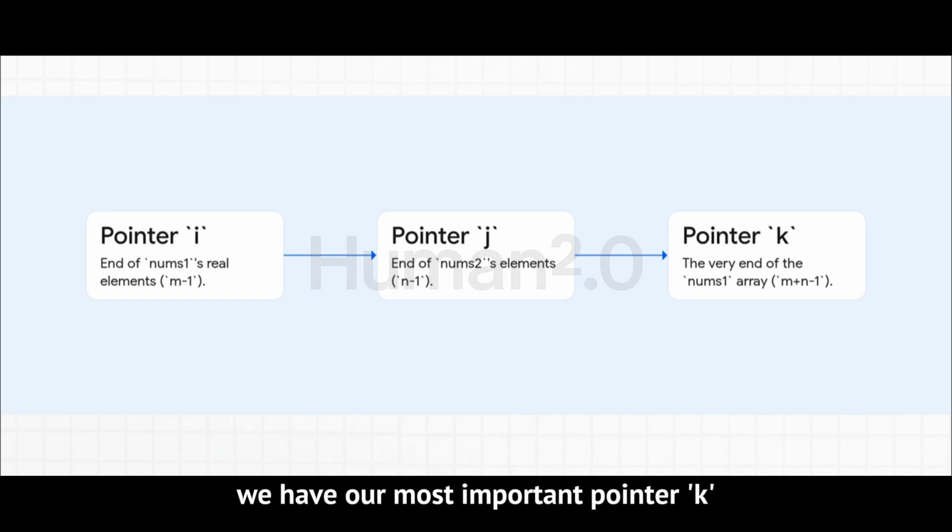And finally, we have our most important pointer, k. Think of k as our right pointer. It starts at the absolute end of the nums1 array, at index m + n - 1.